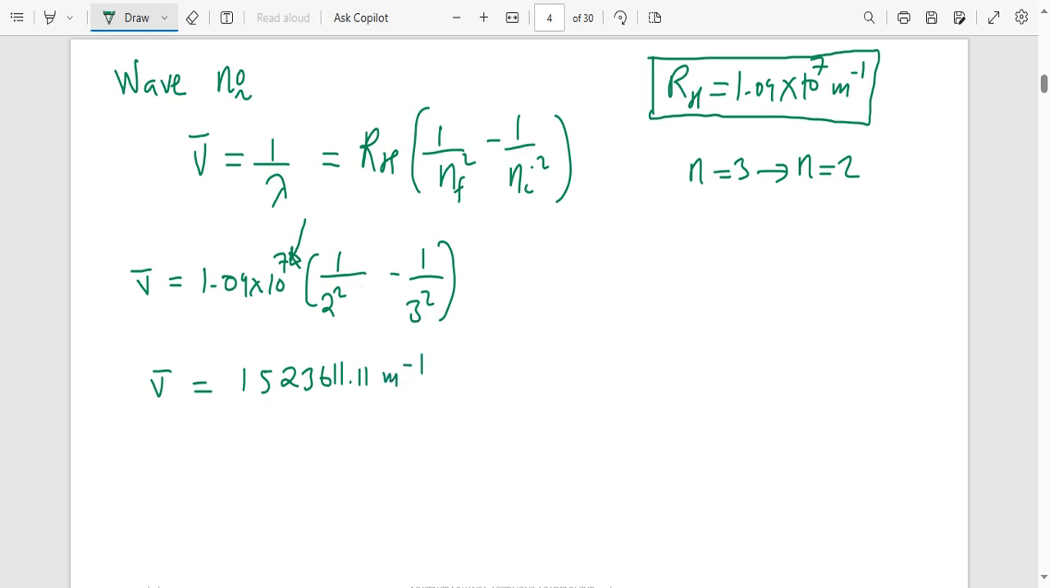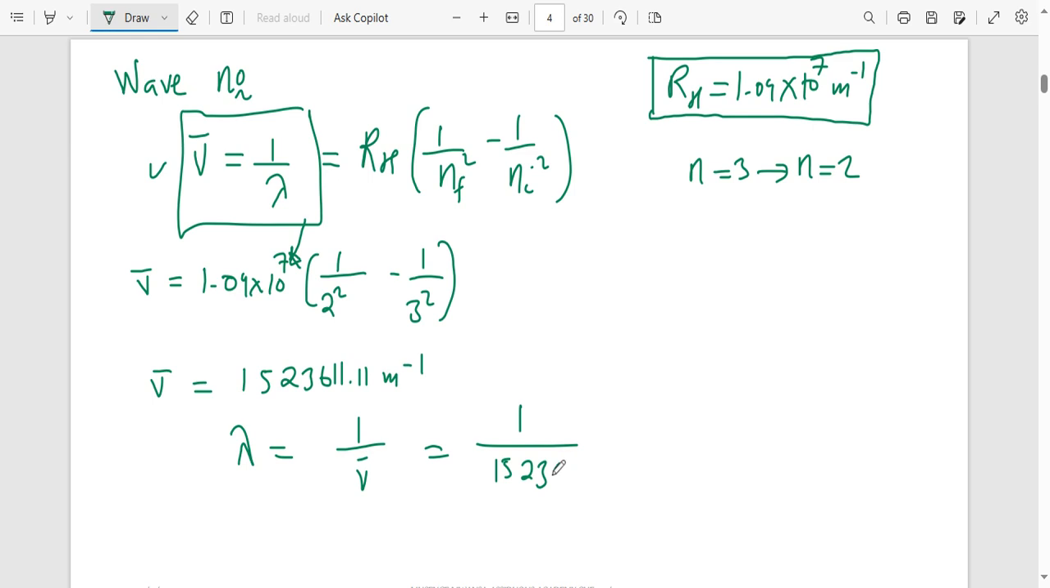But our question wants to capture the wavelength, not the wave number. So wavelength is the reciprocal of the wave number. So the wavelength is 1 over wave number from this equation. So this will become 1 over 1523611.11 meter to the power negative 1. If you punch this on the calculator, it's going to give you 6.56 times 10 to the power negative 7. The meter was in the denominator and it had a negative power. So if it goes up, it will have a positive power.